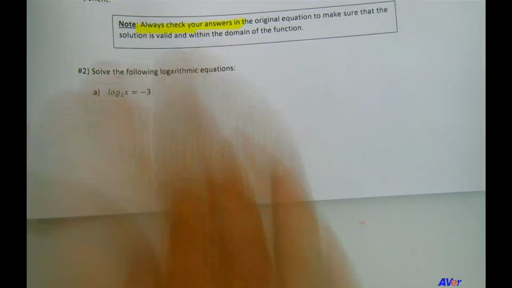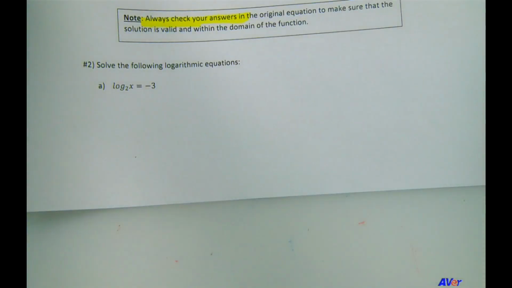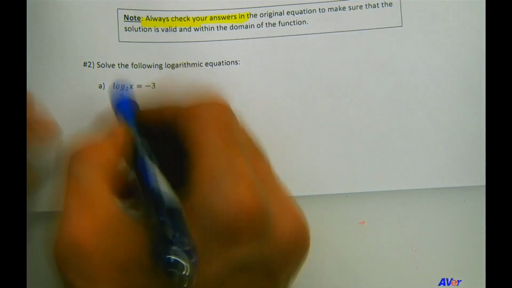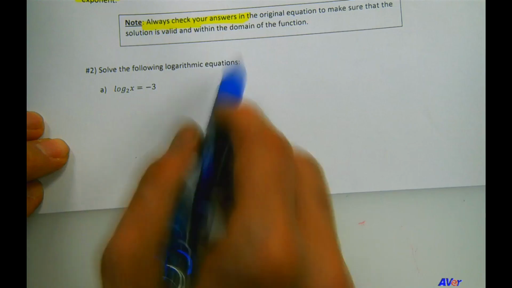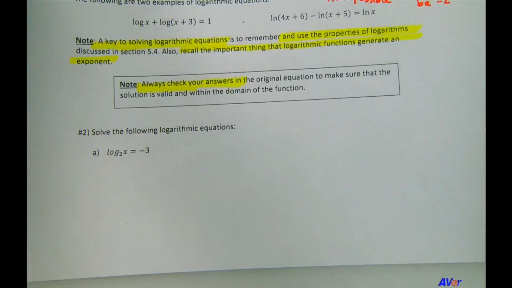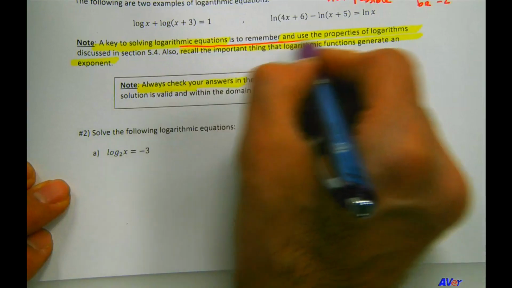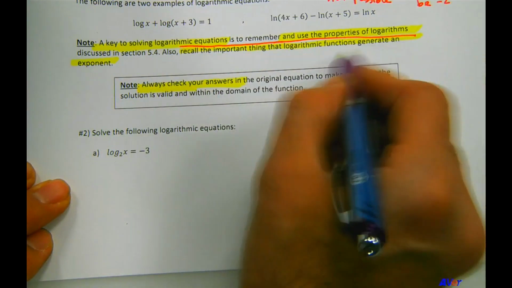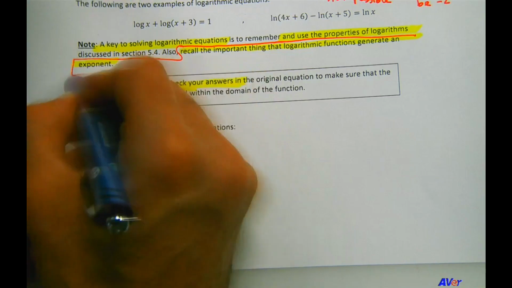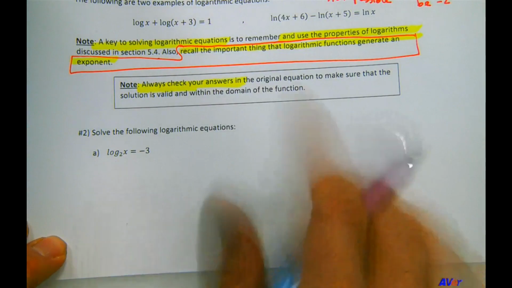Okay, so here it is, the first logarithmic equation, and we're solving for x, right? And right off the bat, what I've reminded you of here is going to come in handy. Write that statement. Recall the important thing: logarithmic equations generate an exponent. This statement right off the bat comes in handy. Okay? That one.